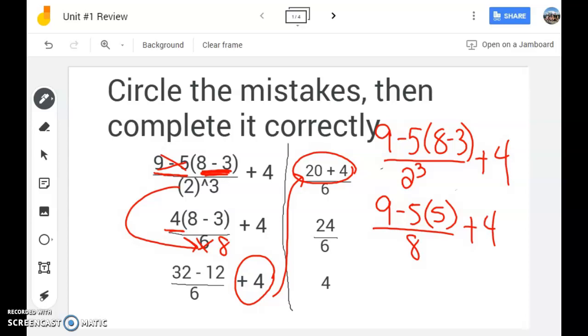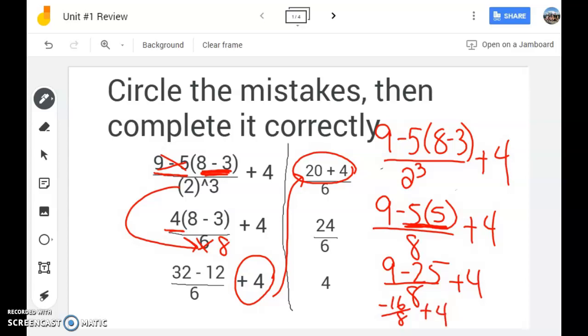This is so important to do the parentheses first because now this is multiplication, and you'd want to do that even still before you subtract 9 minus 5. So this is going to be 9 minus 25 over 8 plus 4, and then it's just a subtraction, a division, and addition away. So we're going to want to subtract 9 minus 25. That's going to be negative 16 divided by 8 plus 4.